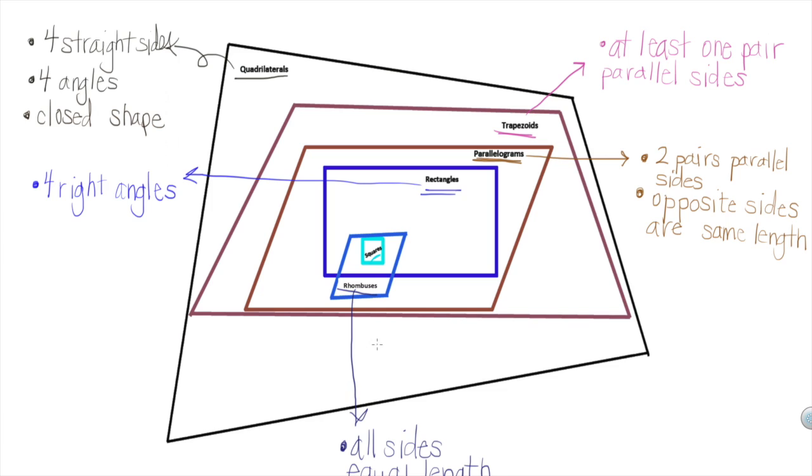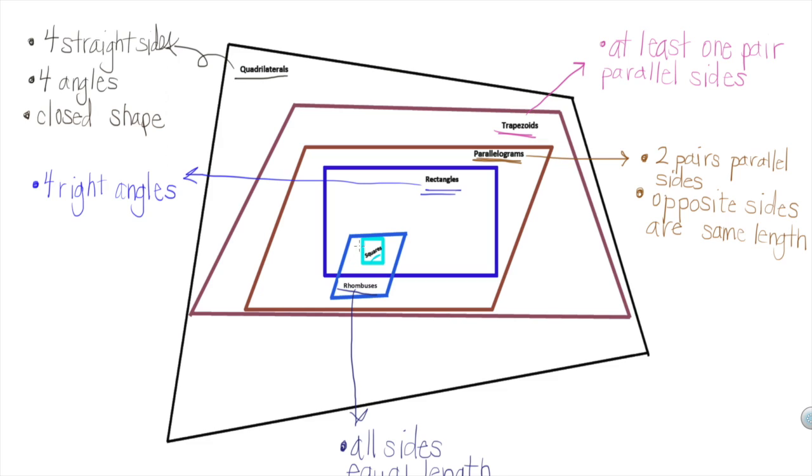And then we have this rhombus. A rhombus is interesting because sometimes it's a rectangle. Do you see how this rhombus shape is inside of a rectangle, but it's also outside of the rectangle? A rhombus is sometimes a rectangle, but not always. The trick, the attribute that we must have for all rhombuses is that all sides are equal lengths.